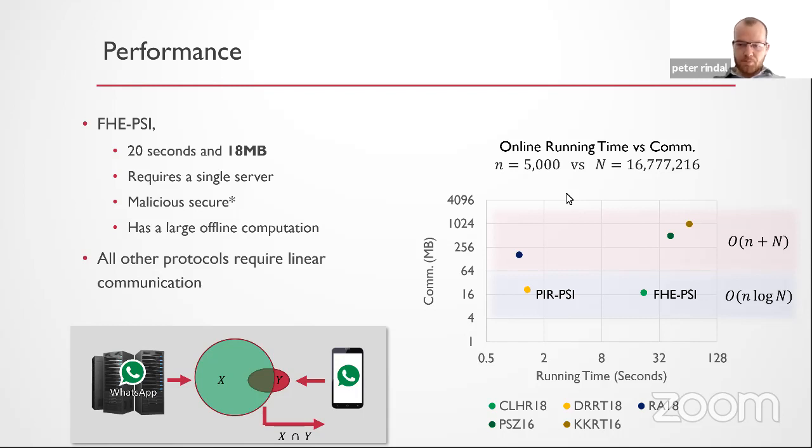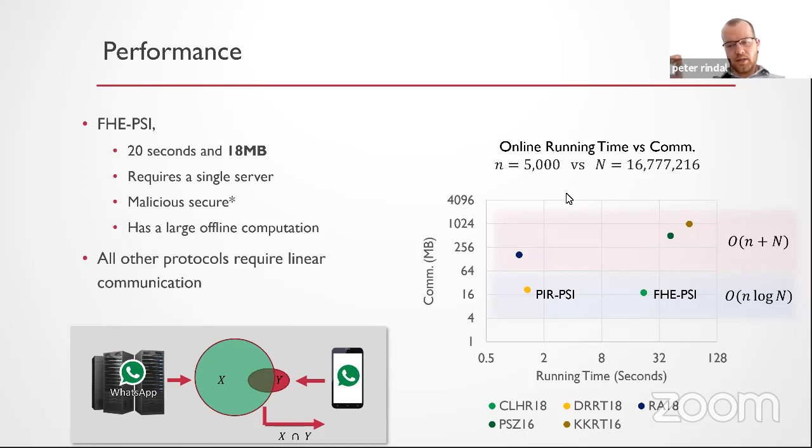So yeah, in this blue range is where the low communication, sublinear communication PSI protocols are. And then you can see the result of having these other protocols up in this top range have linear communication.